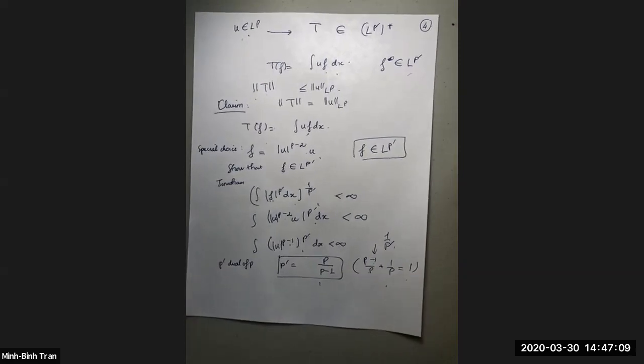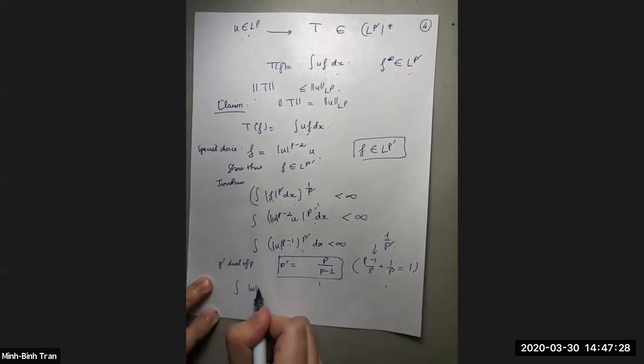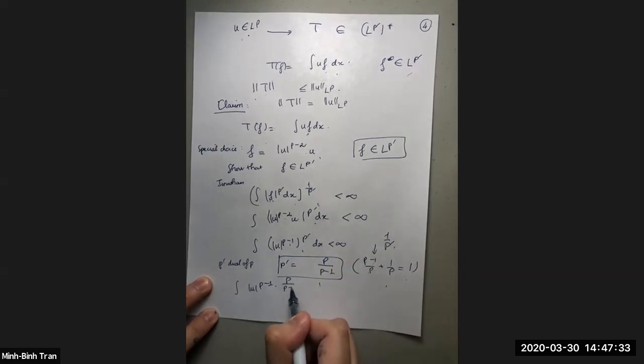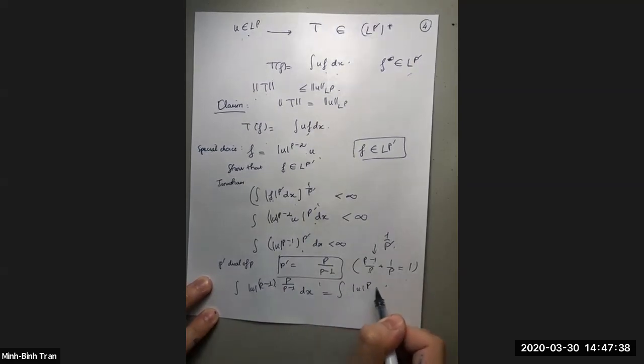Why is this integral finite? Right, that is a very excellent answer. So you have u to the p minus 1, because here p prime is p over p minus 1, right? Times dx, and so this gives me the integral of u to the p dx. All right, and so this is finite because u belongs to L^p, right?